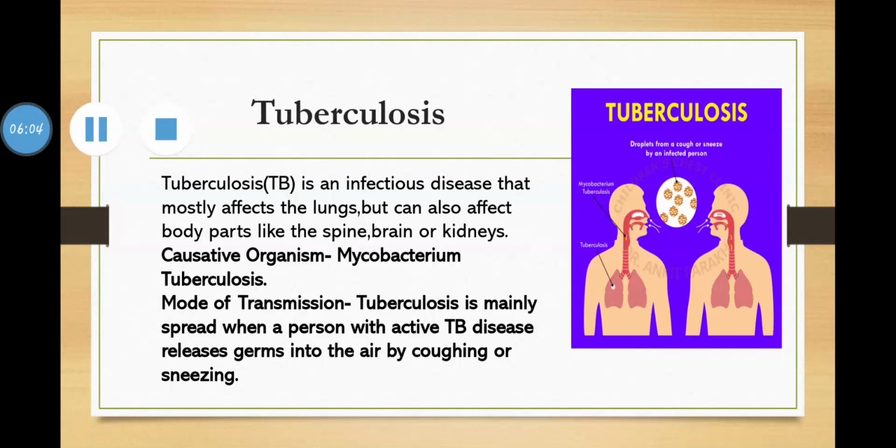Tuberculosis. Tuberculosis, TB, is an infectious disease that mostly affects the lungs but can also affect body parts like the spine, brain, or kidneys. Causative organism of tuberculosis is Mycobacterium tuberculosis. Mode of transmission: tuberculosis is mainly spread when a person with active TB disease releases germs into the air by coughing or sneezing.